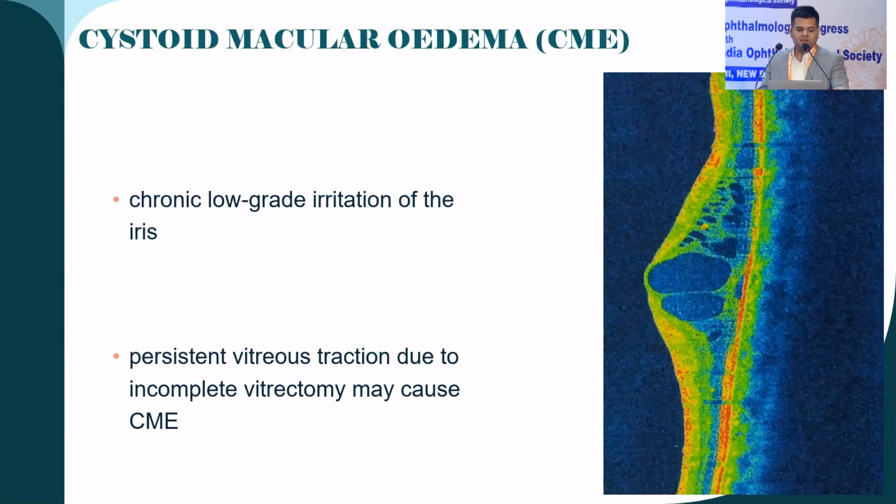Another, rare complication we can expect is cystoid macular edema. It can be caused by chronic low-grade irritation of the iris, and by persistent vitreous traction due to incomplete vitrectomy. So removal of vitreous from the anterior chamber is a must before putting in a retropupillary iris claw lens.